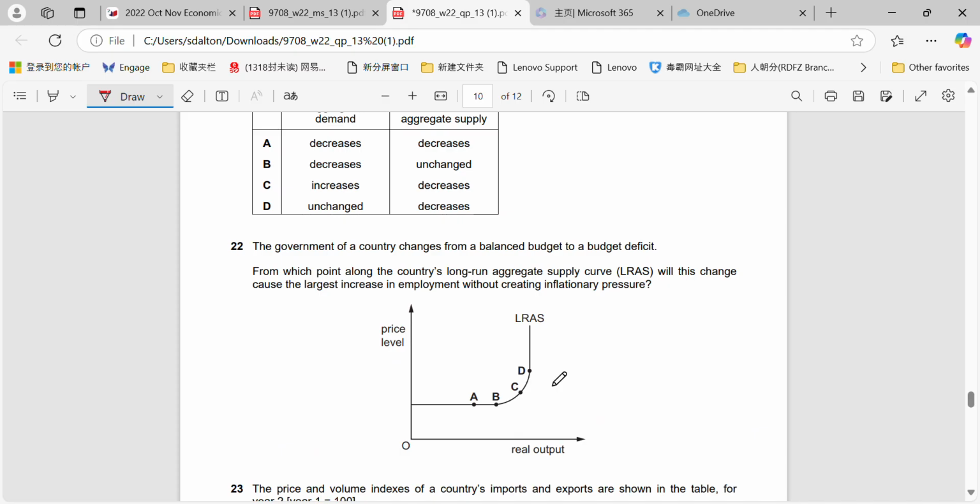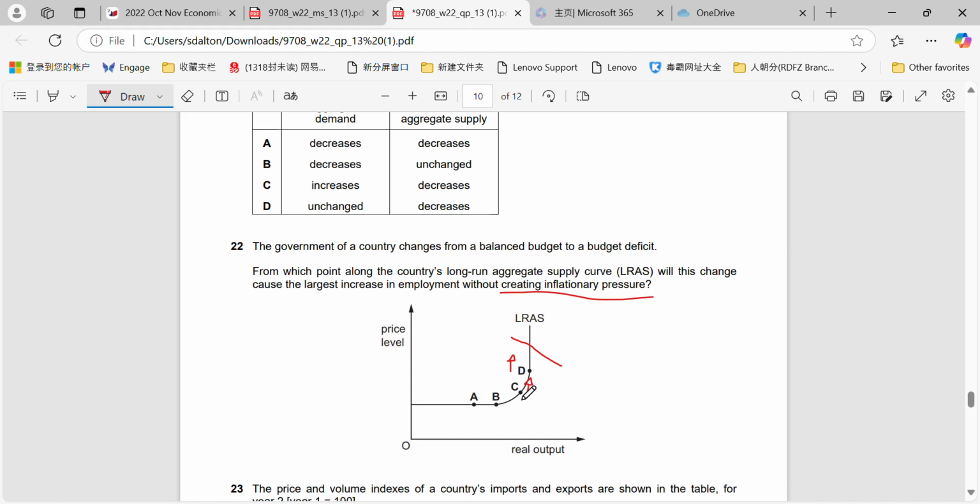Question 22. The government of a country changes from a balanced budget to a budget deficit. Okay, so AD will be moving to the right. From which point along their LRAS will the change cause the largest increase in employment without creating inflationary pressure? At D here, any change in AD is going to be moving to the right. That is going to cause inflationary pressure because we can see that the price level will rise. That will be the same for C. A change here would cause inflation.